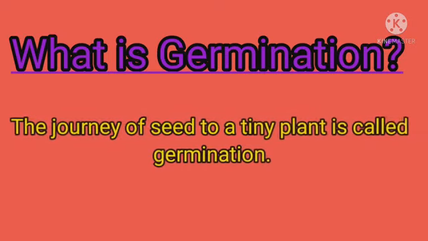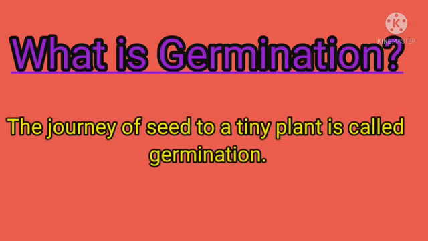Move to the next part of the chapter, that is germination. So children, what is germination? The journey of a seed to a tiny plant is called germination. Germination means to begin to grow. Different types of seeds need different amounts of water and sunlight, different soil types, and different temperature and conditions to germinate. So farmers' children are experts in this. They study all these factors before growing a crop.